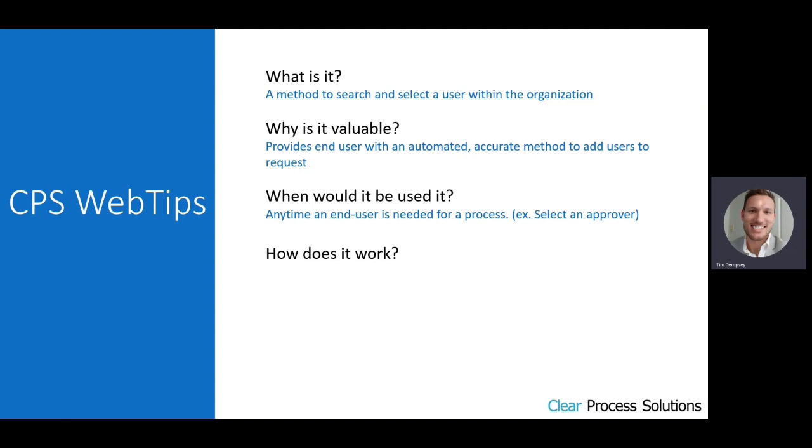So just as I mentioned, this happens in almost every single business process where I will need to add an approver or link to requesting this on behalf of somebody else, a manager, a budget manager, any type of role or person we want to add into our process.